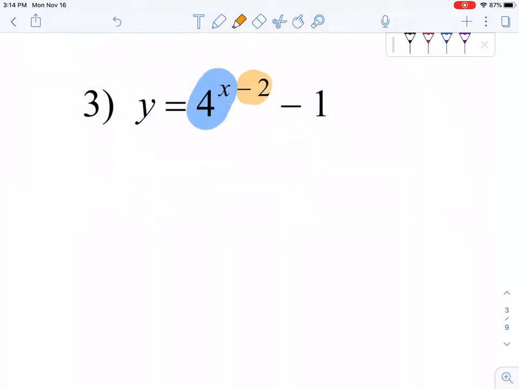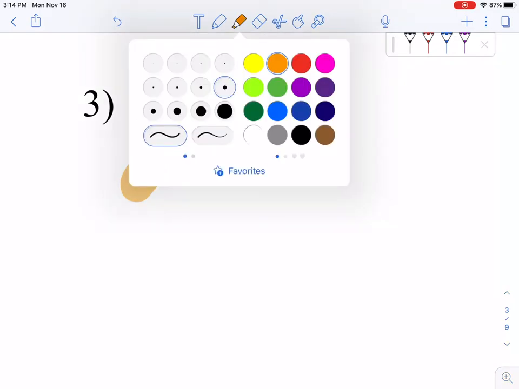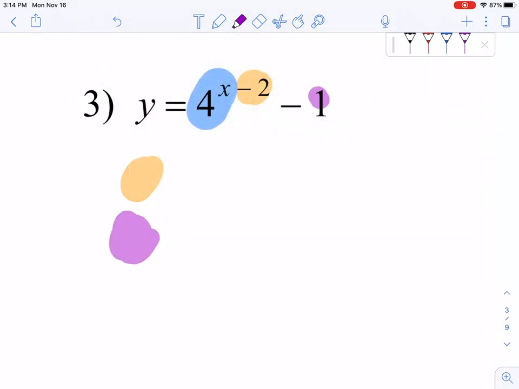First thing's in orange, so I'm going to describe that first. Then I'm looking out front, and there's nothing happening out front of 4x, so there's no other descriptions there. And then the last thing is this -1. So I have two things that I'm describing, my orange and my purple. So the first thing we're describing is that we're moving right 2.